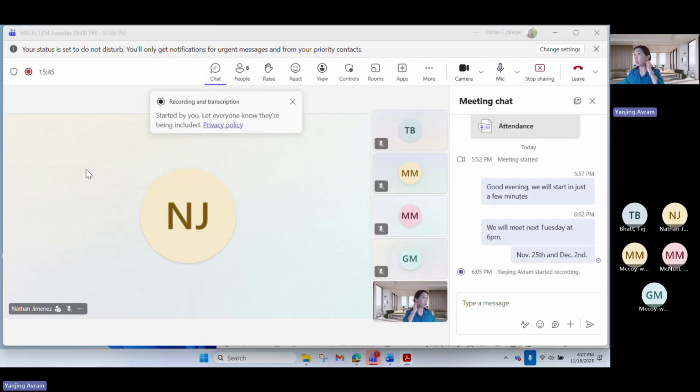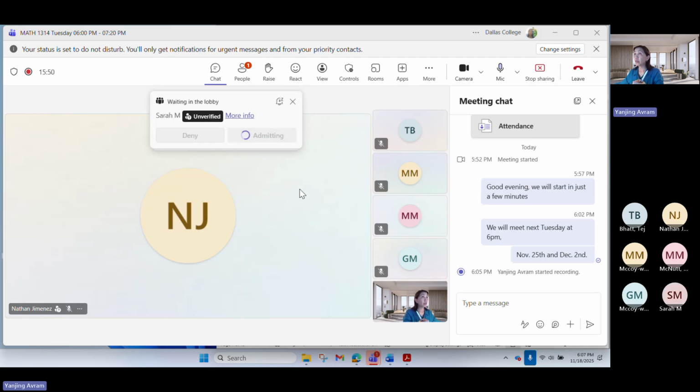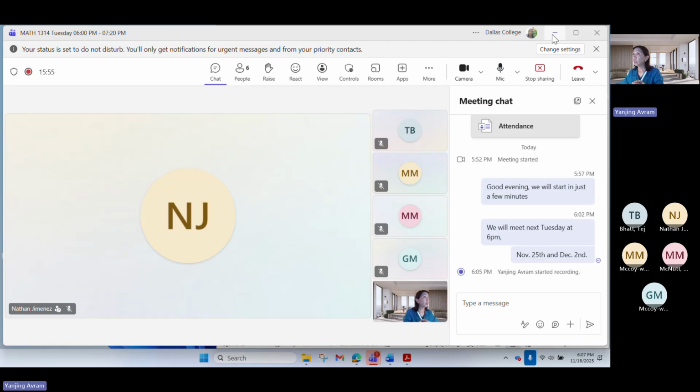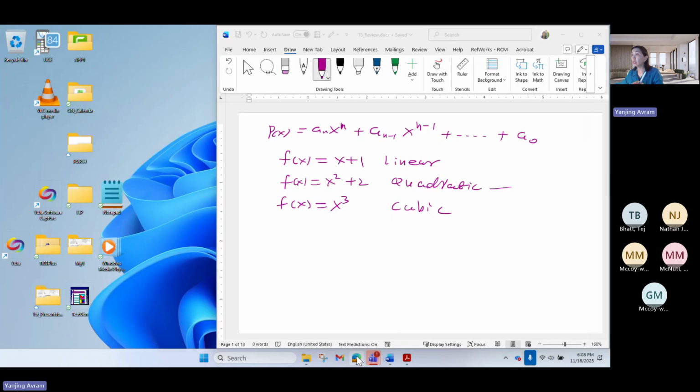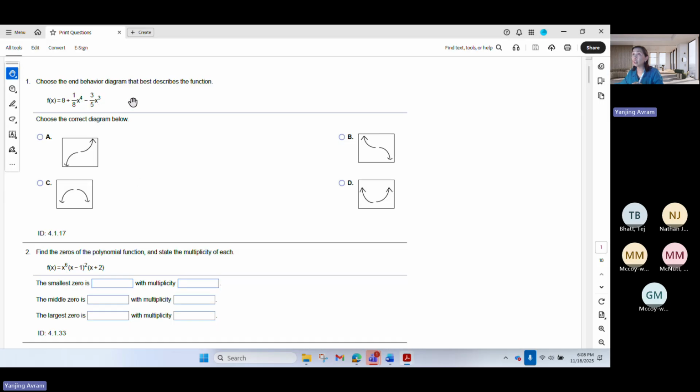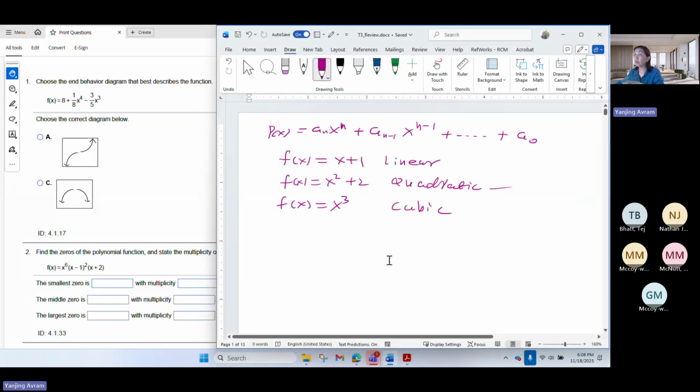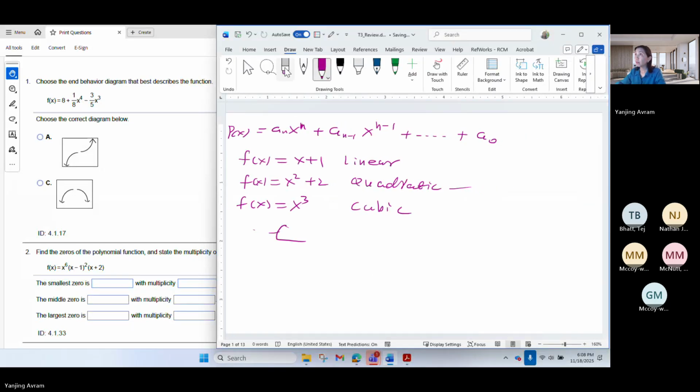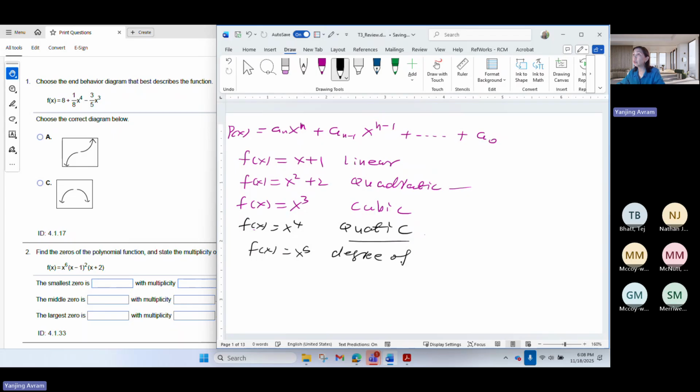Okay, so quadratic and cubic are part of the polynomials. As long as these powers are all integers, that is all considered a polynomial. And if we have a degree of 4, we call this a quartic. If you have f of x equals x to the 4, this one is called a quartic. And if we have x to the 5, we don't have a name for this one. We're just going to call it degree 5, okay? But for degrees 4, 3, 2, 1, we have specific names for them.